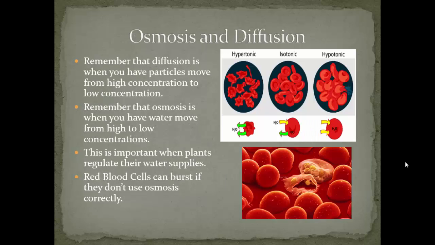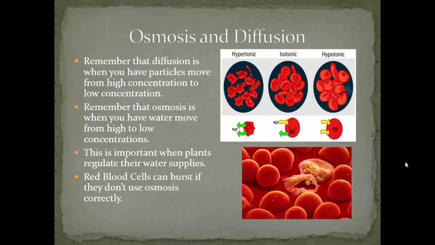So there's something called osmosis, okay? And osmosis and diffusion are different. Diffusion is when you have particles move from high concentration to low concentration, and osmosis is when you have water move from high concentration to low concentration. All right, so osmosis is the diffusion of water. You want to think of it like that. That's important because that's how plants regulate their water supplies, and that's how our red blood cells work.